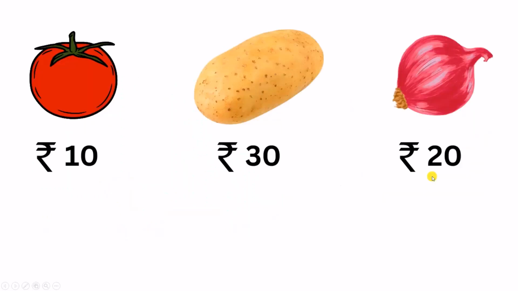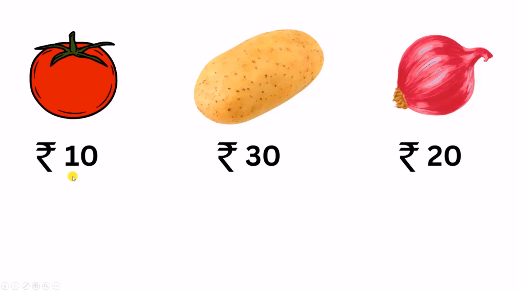Now, let us say you buy 1 kg of tomato, 1 kg of potato and 1 kg of onion. And the price of these three vegetables per kg is given below. Tomato costs 10 rupees per kg. Potato costs 30 rupees per kg. Onion costs 20 rupees per kg. Now, if you are from a different country, you can take the currency of your own country. This is just to teach you the concept.